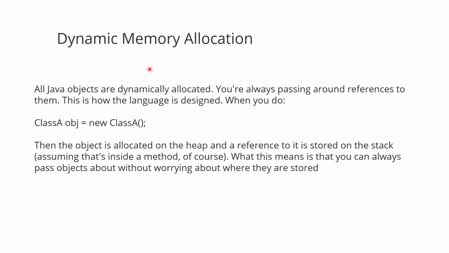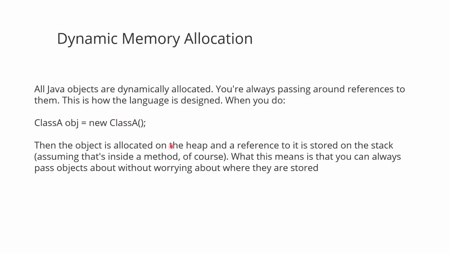So dynamic memory allocation is not so much a data structure, it's how memory is managed, and this is true for many object-oriented programming languages. All Java objects are dynamically allocated, meaning memory is reserved for them at the time it is needed. So we're passing around references to objects, and this is how the Java language was designed.